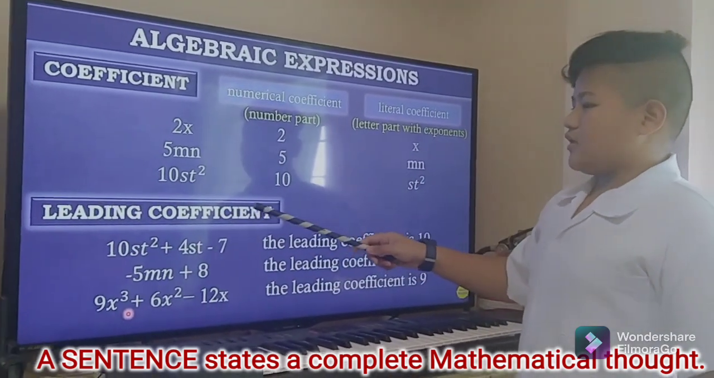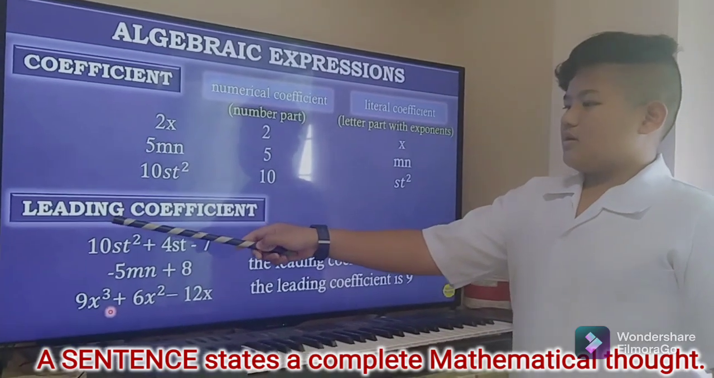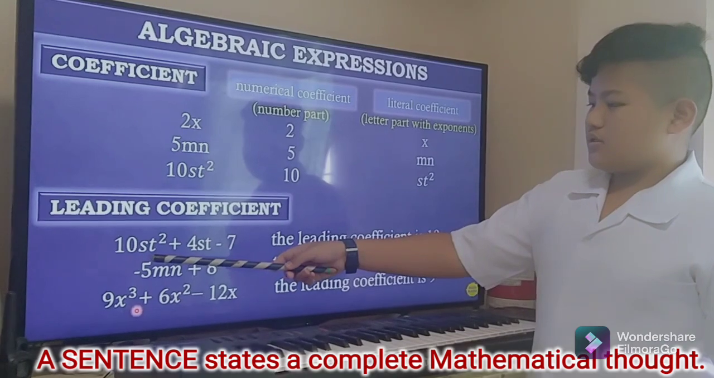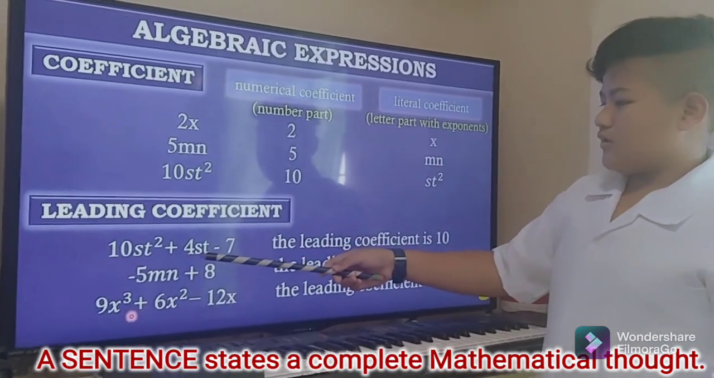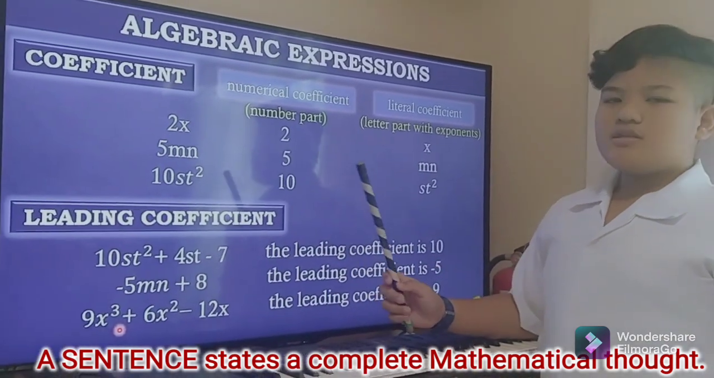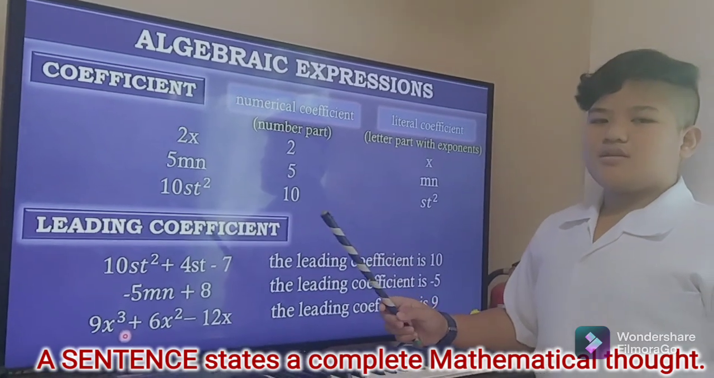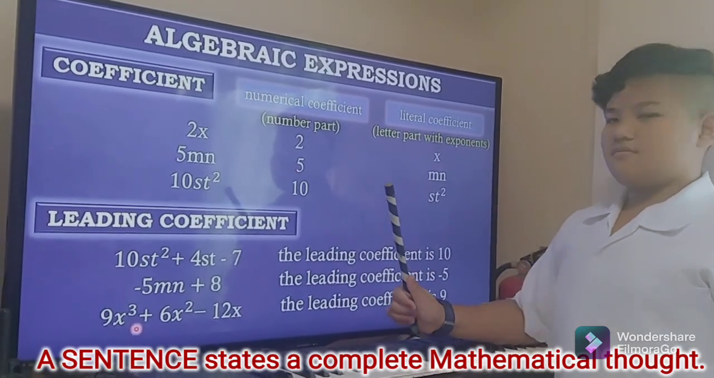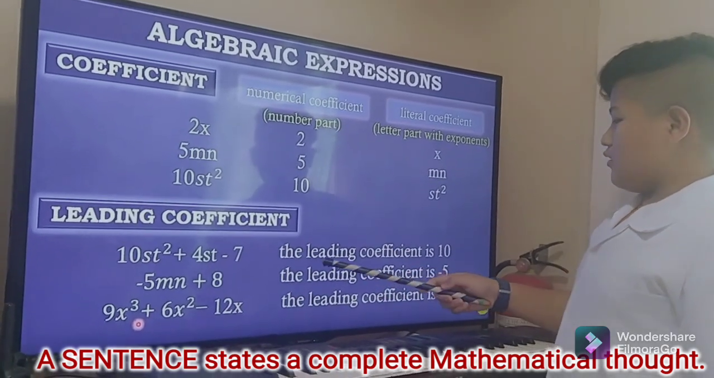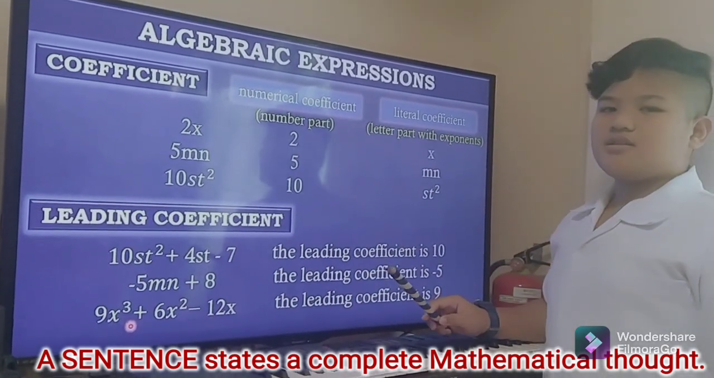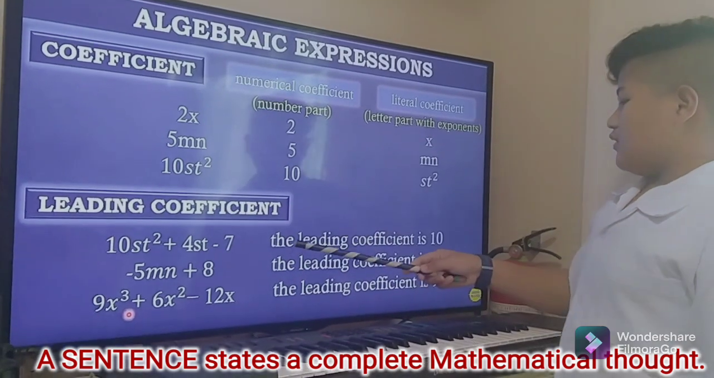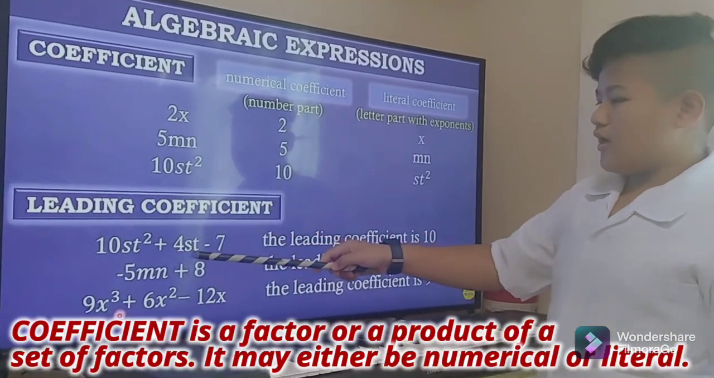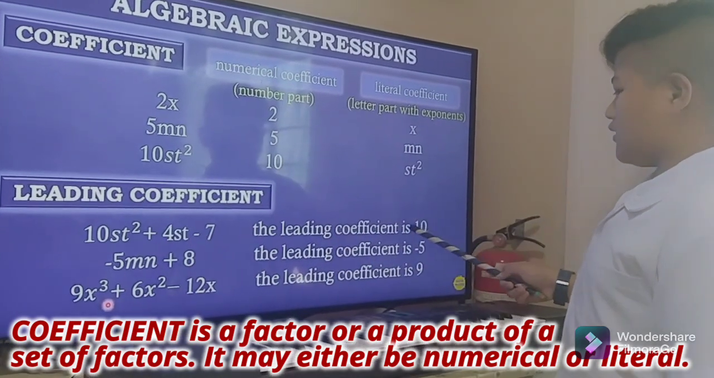Leading coefficient. Leading means the first one. For example, 10st squared plus 4st minus 7. It is a trinomial because it is a polynomial with 3 terms. The leading coefficient is arranged in descending order. So the leading coefficient of 10st squared plus 4st minus 7 is 10.